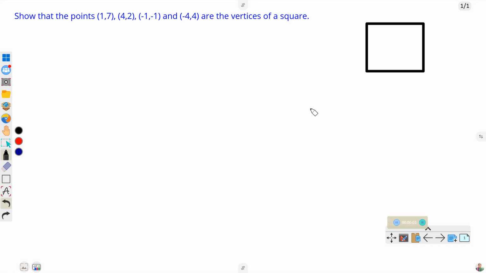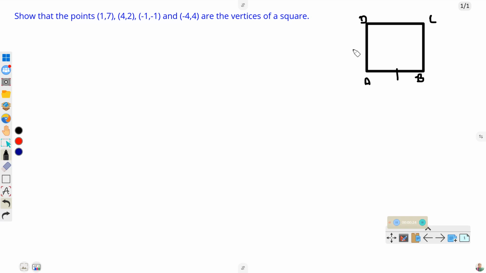Today's question is to show that the given points are the vertices of a square. Here we have taken a square and named its points A, B and C, D, right? What is the property of the square?